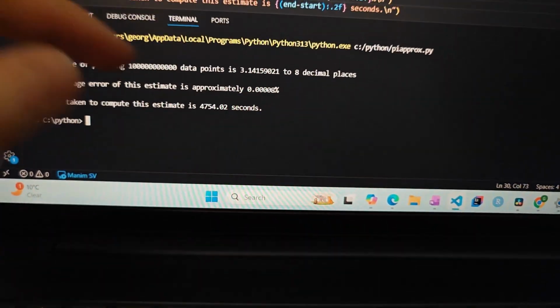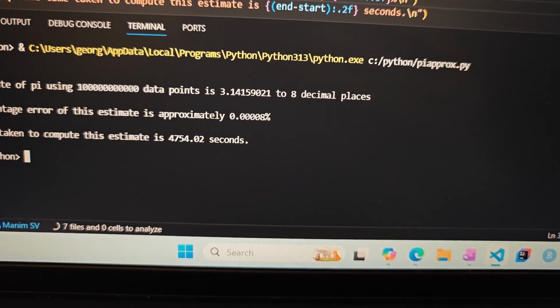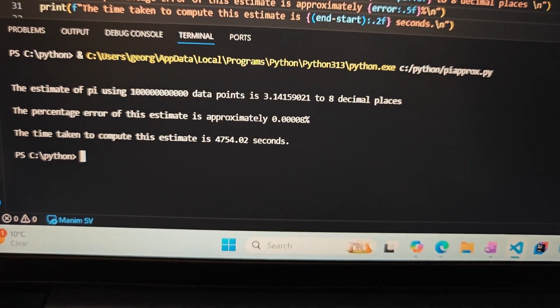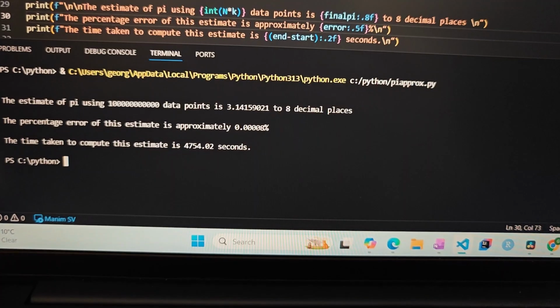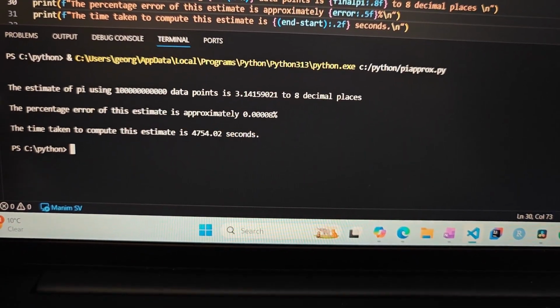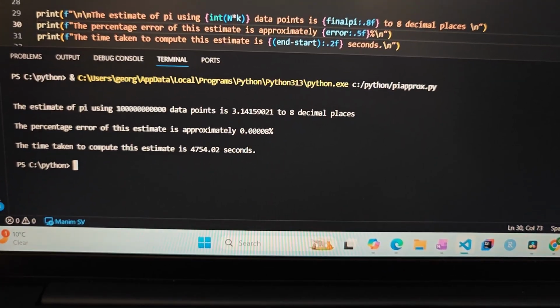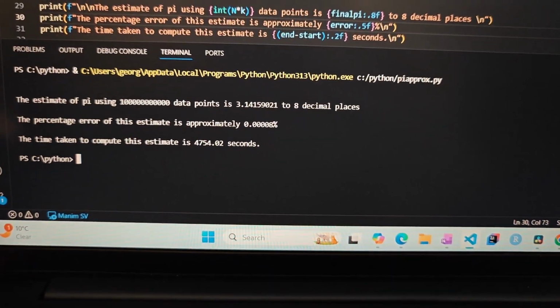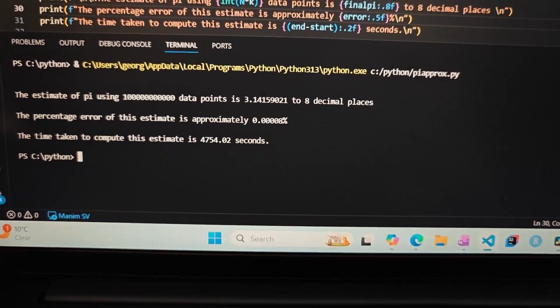which outputs an approximation of pi that's accurate to 5 decimal places, with an extremely low percentage error, checking 100 billion data points. I think this shows that the law of large numbers is extremely important, and that Monte Carlo simulations can be quite accurate, but you just need an extremely large sample size and a lot of computing.